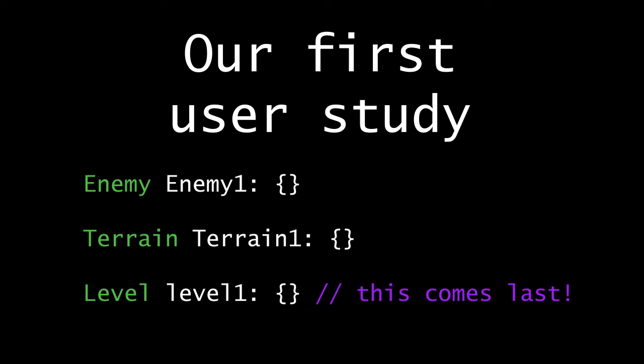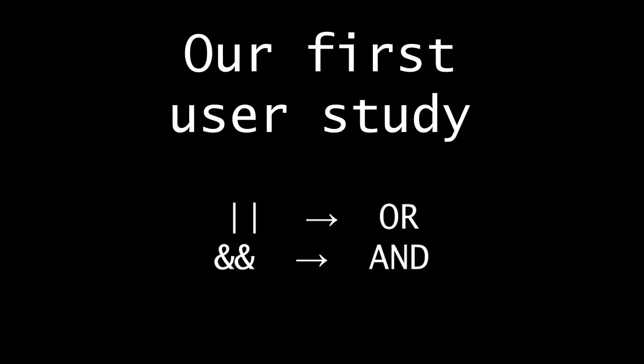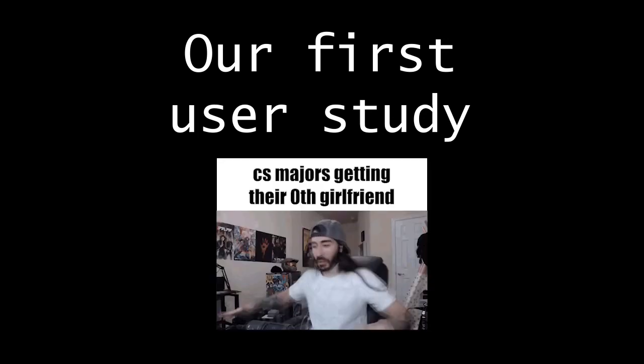There are a few quality of life changes we decided on after this to make our language more friendly for non-programmers. This included having a consistent order of declarations, using the OR keyword instead of the logical OR symbol, and making our coordinate system be 1-based rather than 0-based.